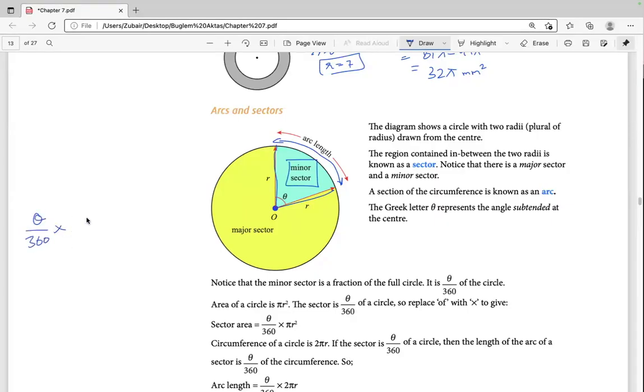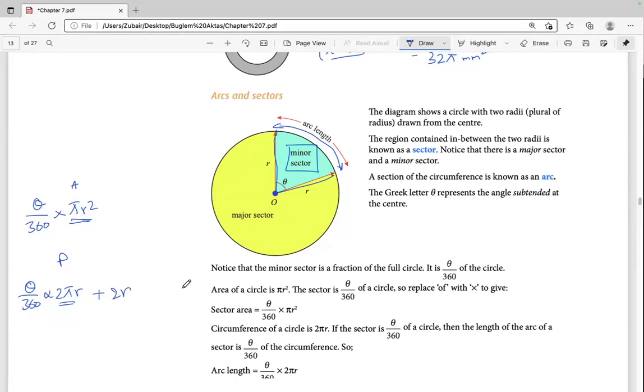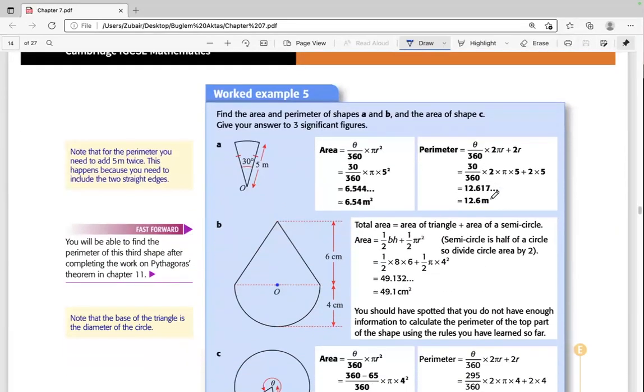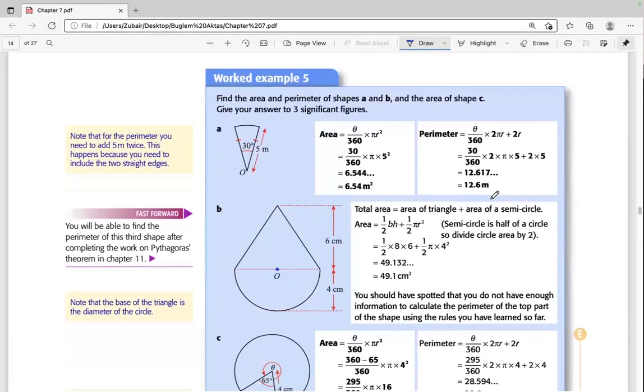If we are talking about the area, for area we'll use pi r square. And if we are talking about the perimeter, it is still angle by 360. For perimeter, we add 2 pi r. This is the difference for area and perimeter: plus 2r because it has two more boundaries. That will give us the perimeter and area of the sector.